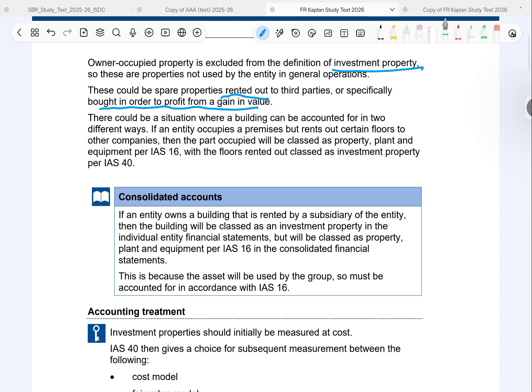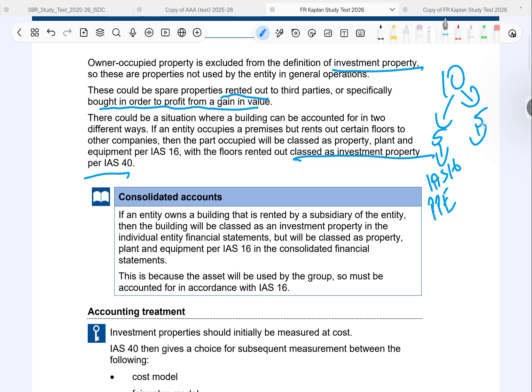If an entity occupies a premises but rents out certain floors to other companies, then the part occupied will be classed as property, plant and equipment, per IAS 16, with the floors rented classified as investment property per IAS 40. So if you have a building, let's say it has 10 floors, and the first 5 floors you're using for your own office use, and the top 5 floors you have rented out to others, you can account for the first 5 floors under IAS 16, which is property, plant and equipment, and the other 5 floors you can account for under IAS 40, which is investment property.